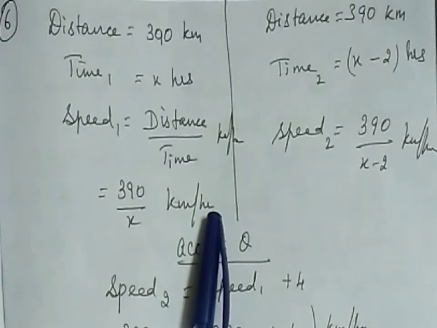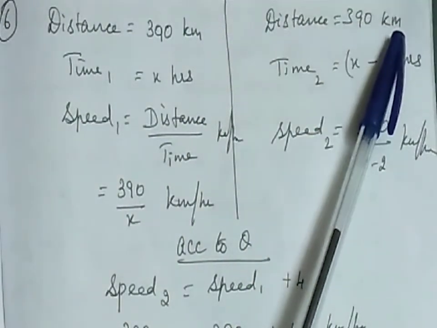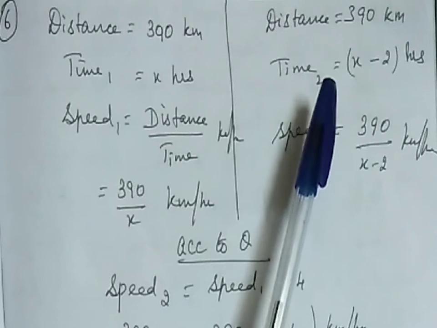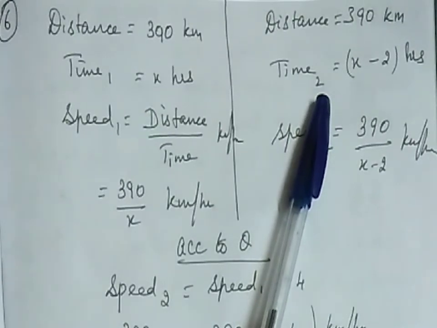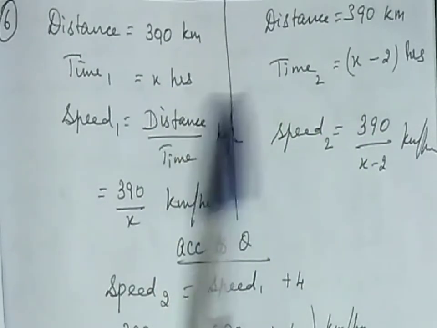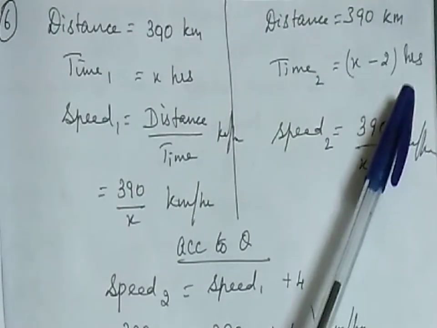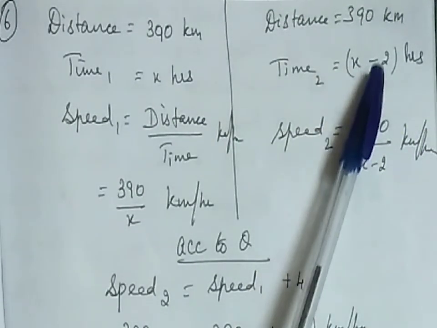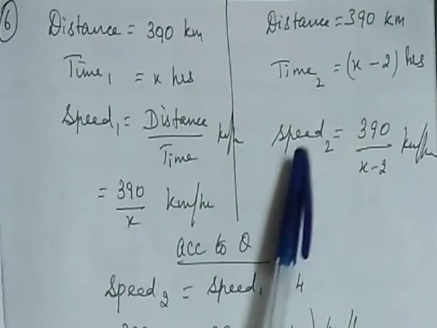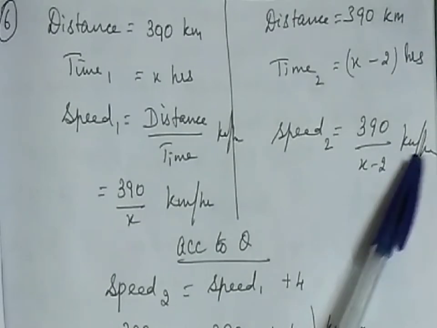Clear? In the second case, distance 390 kilometer and then time. What is given? What is the difference between the time? 2 hours less. So, here x hours means here x minus 2 hours. So, time is x minus 2 hours. And speed, you know, 390 upon x minus 2 kilometer per hour.